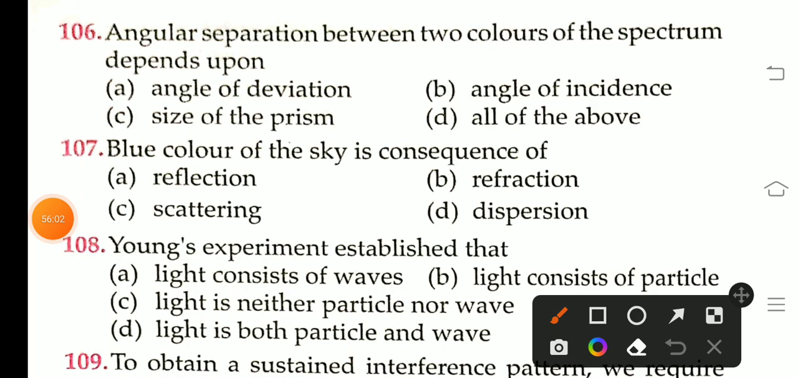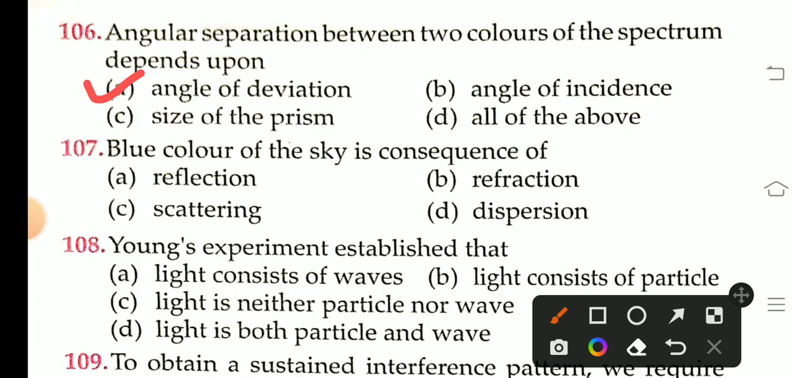Next, angular separation between two colors of the spectrum depends upon. Right answer will be option A. Angle of deviation.